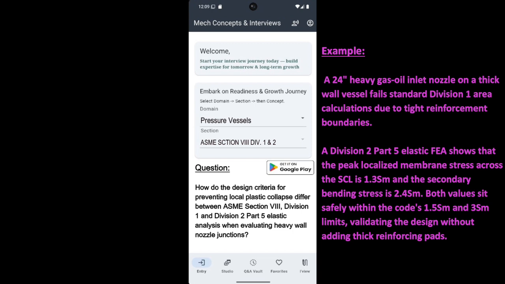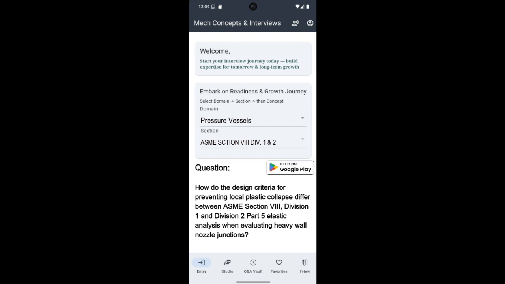The FEA demonstrates that the peak localized primary membrane stress across the correctly placed SCL is only 1.3 S sub m, and the secondary bending stress from the thermal gradient is 2.4 S sub m. Both of these localized values sit safely within the code's distinct limits. So the pad is entirely unnecessary. Completely unnecessary. The design is successfully validated as structurally sound without adding thick, detrimental reinforcing pads that would choke the thermal flexibility. Are there execution vulnerabilities when deploying this finite element analysis?